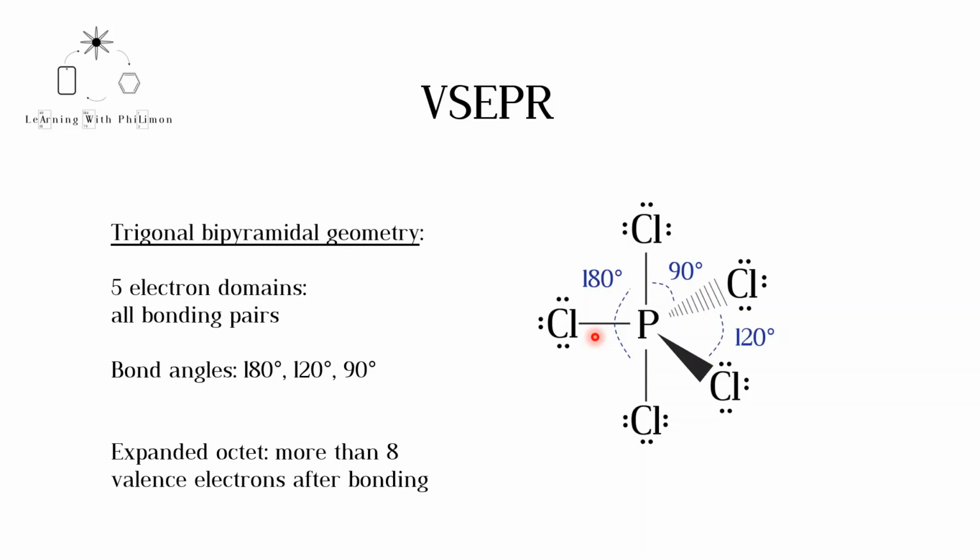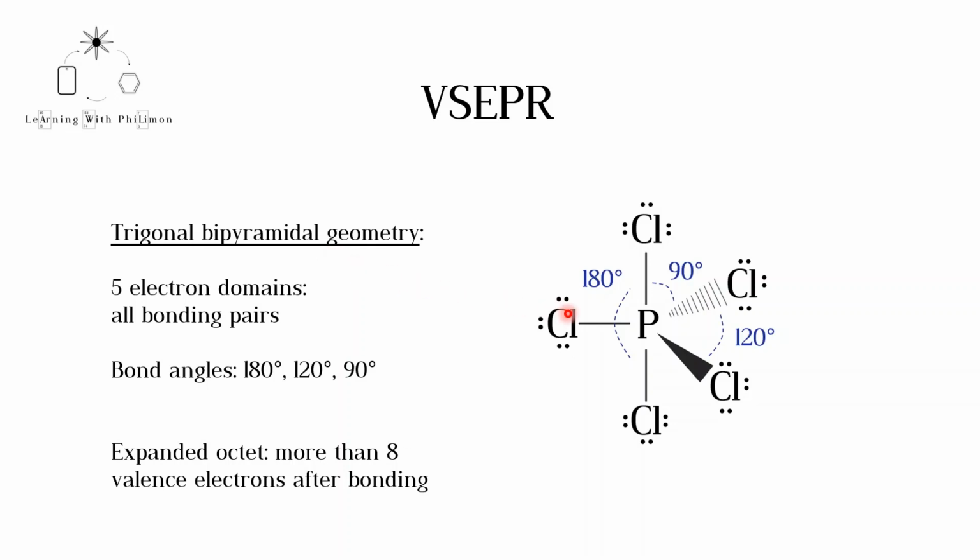Note that phosphorus has 10 valence electrons after bonding. This is called an expanded octet, when an atom has more than 8 valence electrons after bonding. Elements in period 3 and above are able to have expanded octets as the electrons can occupy their d orbitals. The molecular geometry is trigonal bipyramidal.